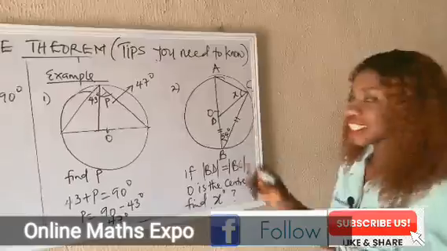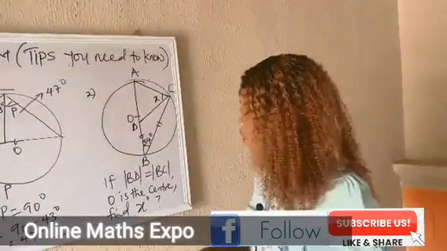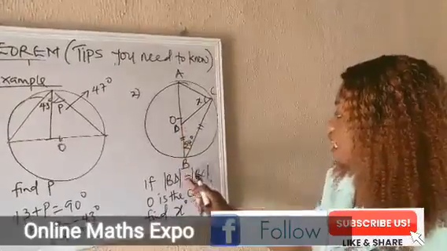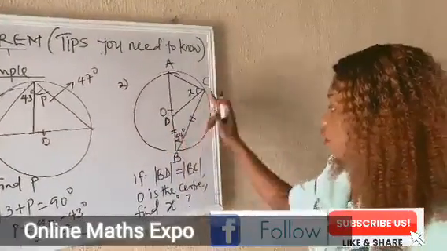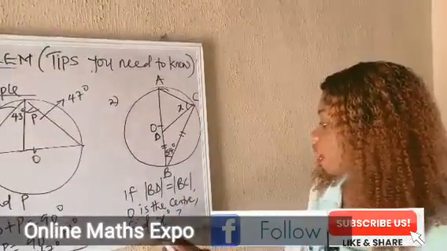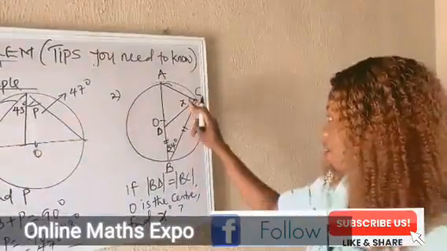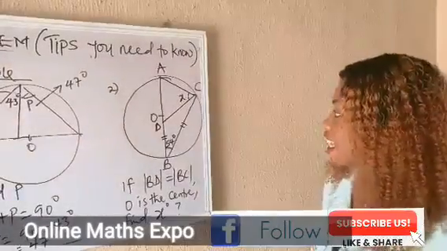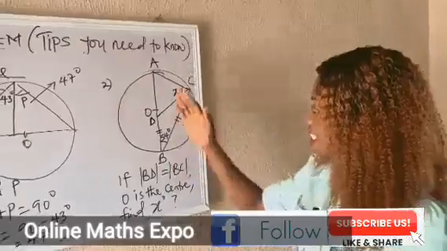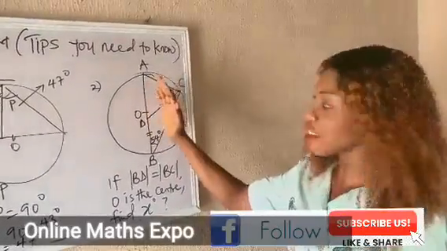Okay, let's look at this example 2. We are told that line BD, this line, and BC are equal. They are equal to each other. So O is the center, and we are asked to find x degrees. This is the angle we are asked to find. Just look clearly at the diagram. You will simply understand that this is also an angle on a semicircle.